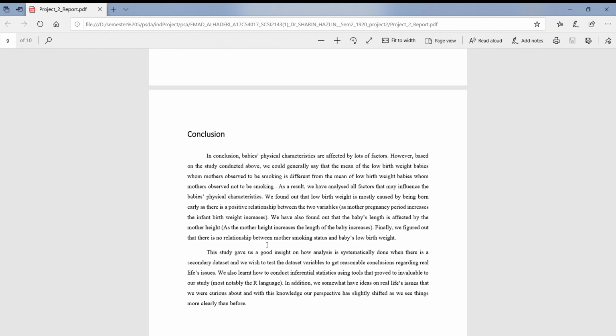We found out the low birth weight is mostly caused by being born early, as there is a positive relationship between the two variables. As the mother's pregnancy period increases, the newborn baby weight increases. We have also found out that the baby's length is affected by the mother height. As the mother height increases, the length of the baby increases. Finally, we figure out that there is no relationship between the mother's smoking status and baby's low birth weight.